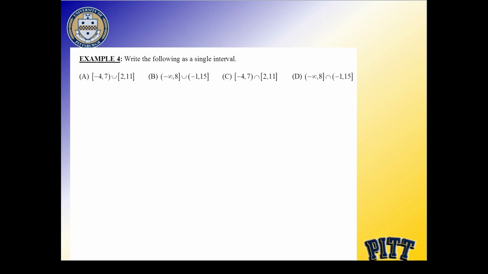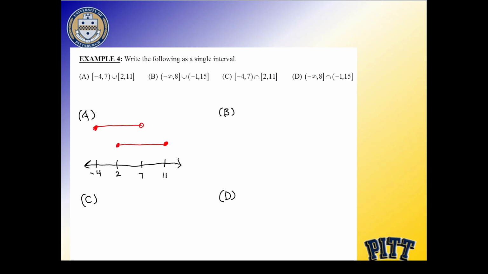So in each one of these, I'm going to look at some number lines. For A, for instance, I put the numbers down of consequence, the ones I see mentioned: -4, 2, 7, and 11. And here's what the two intervals are telling me. I go from -4 to 7, not including the 7. I go from 2 to 11. We want to write this as a single interval.